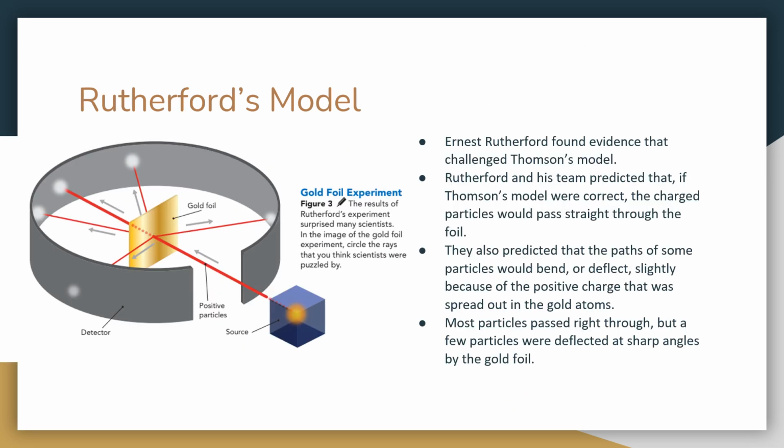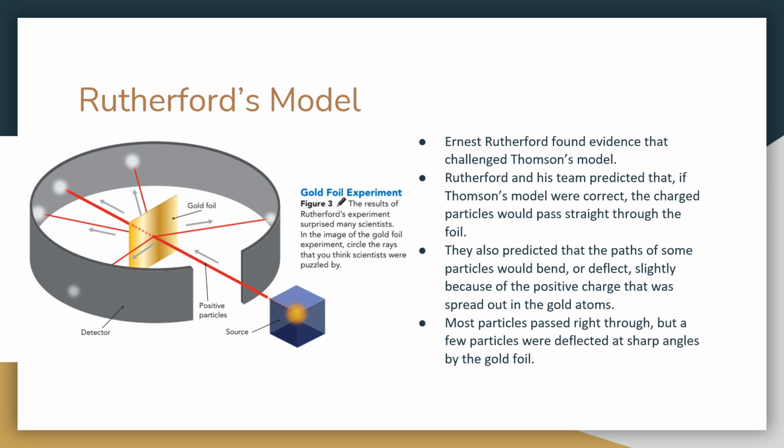All right, so next on the scene comes Ernest Rutherford. Ernest Rutherford found evidence that challenged Thomson's model. So Rutherford decided to do this experiment, which is known as the gold foil experiment. Figure 3, we have this setup. It's an example of the gold foil experiment and what happened.